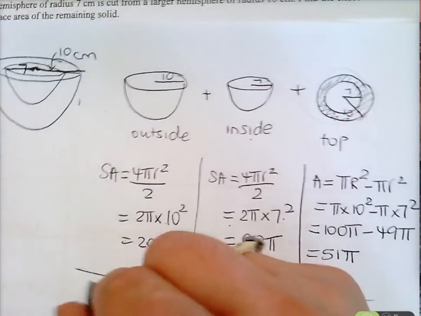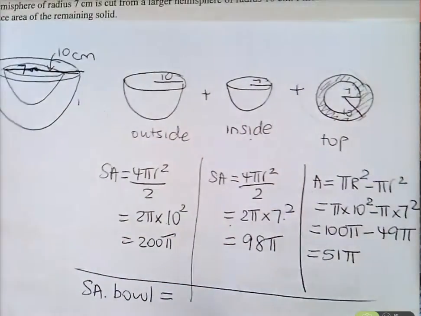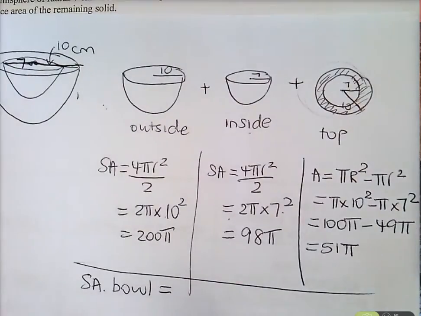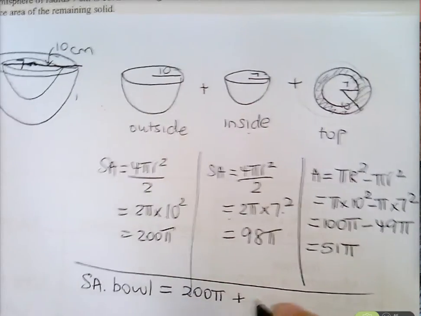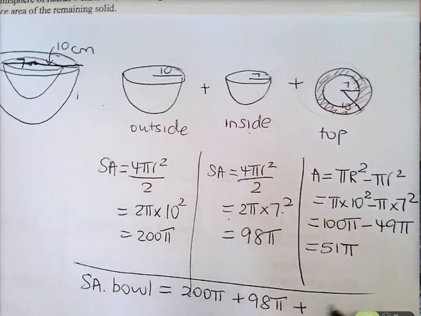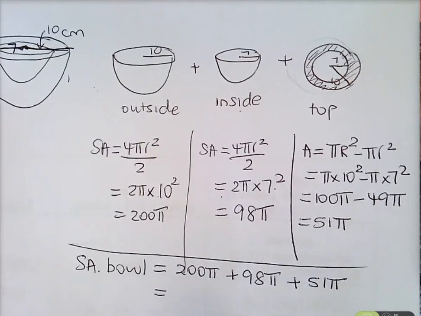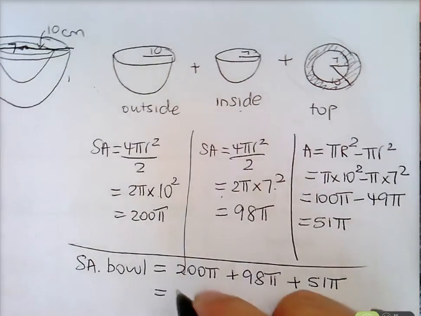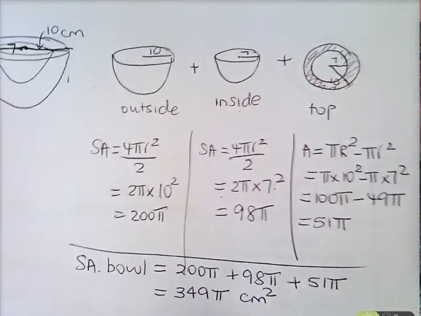So therefore, the surface area of the bowl, of the solid, what is it? Do you get it? 200 pi plus 98 pi plus the rim on top, 51 pi, which is, what is it, 349 pi centimeters squared because it's surface area.